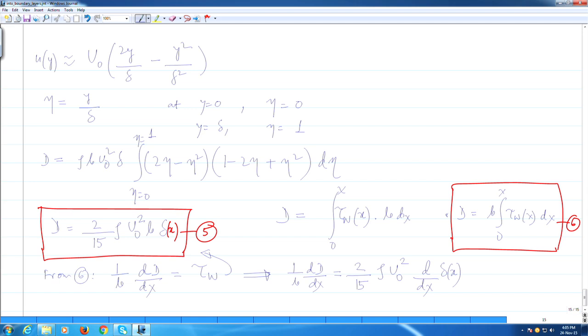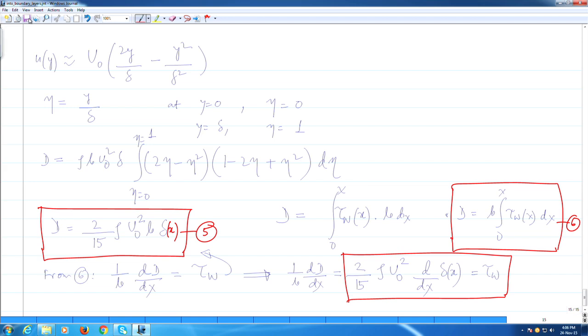Isn't that fine? So, we bring the b here, and dx. So, we are basically differentiating this drag with respect to x. So, we get something like this. If I do that, this is basically equal to tau w. So, therefore, this is equal to tau w. This is my tau w, isn't it? This is by tau w.